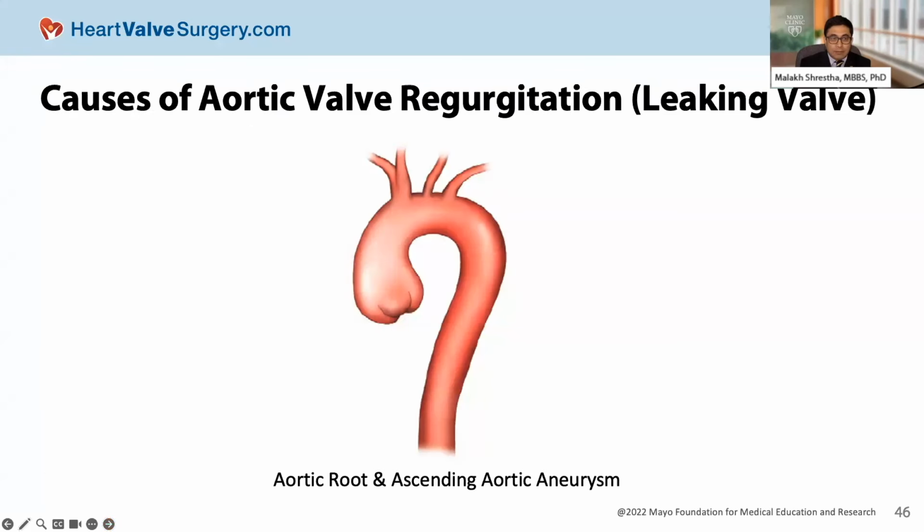So now let's go into the causes of aortic valve regurgitation, the leaking valve. If the aortic root and the aorta are dilated, like in this picture, then of course the valve will be pulled outside from all directions, so there will be leakage.